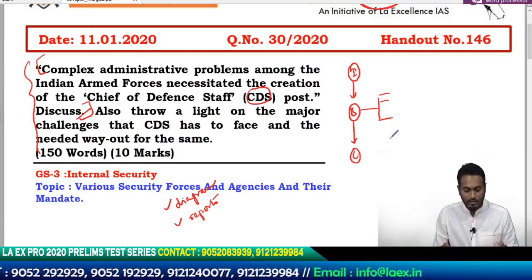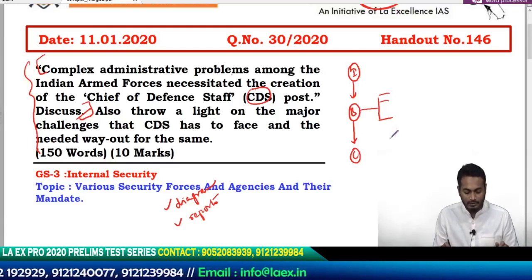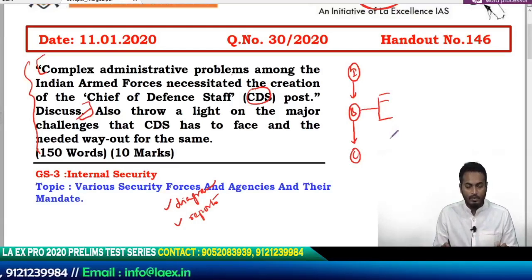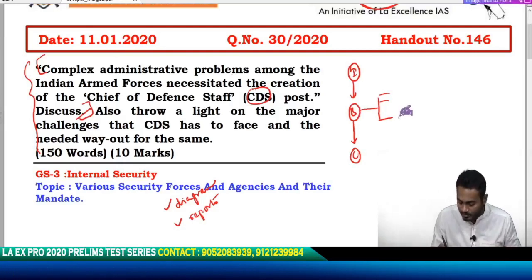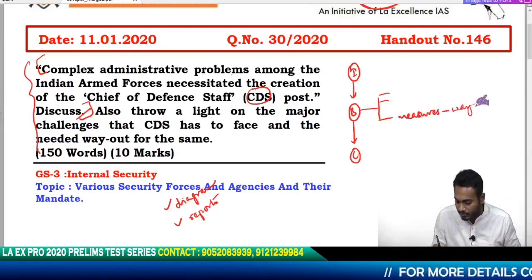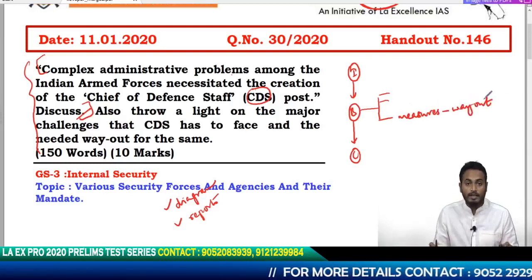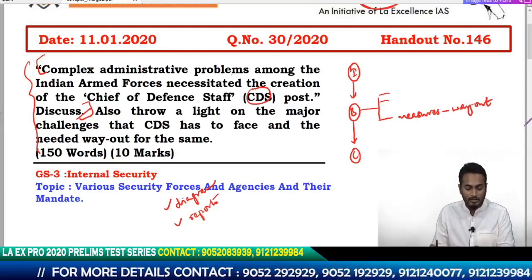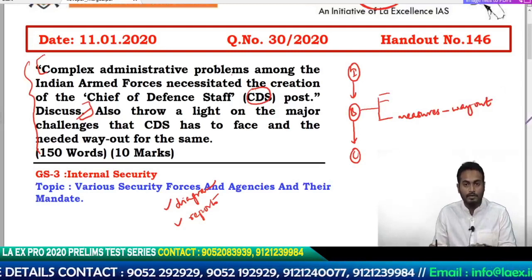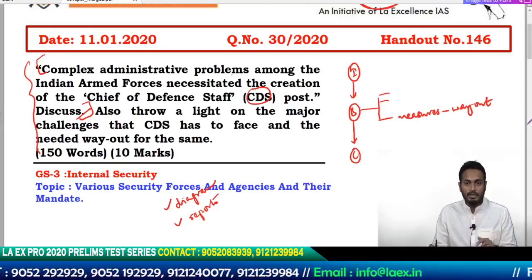Also throw a light on the major challenges that CDS has to face and the needed way out for the same thing. Okay, so I definitely have to talk about the measures or the way out, because that has been clearly asked. The measures and the way out has been clearly asked, but before doing that, he's asking me to talk about the challenges CDS is facing.